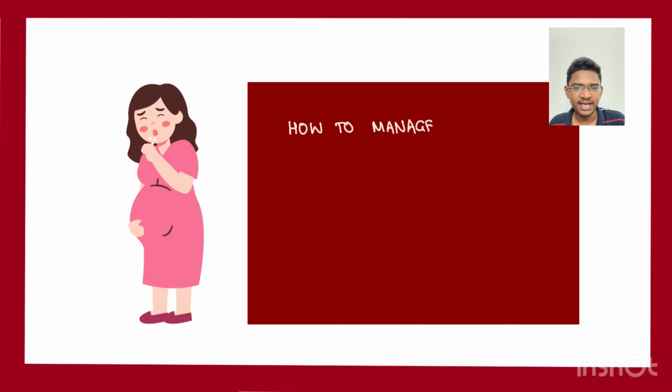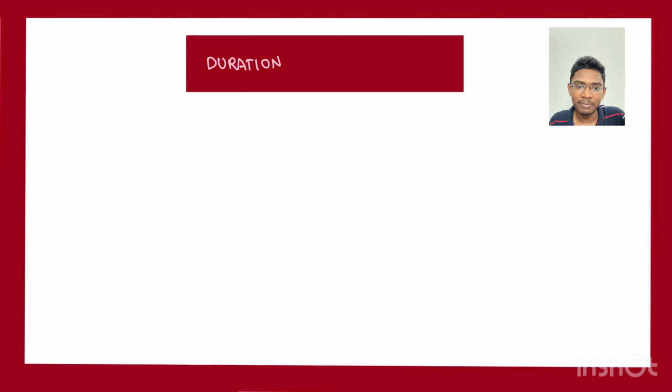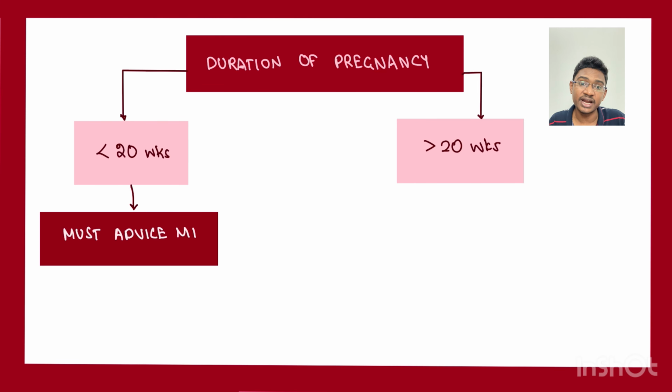Okay. Now next comes how to manage MDR-TB in pregnancy. Do you know that MDR-TB itself is a contraindication for pregnancy, where you should counsel the woman for medical termination of pregnancy, MTP. So how to follow the protocol? First, see the duration of pregnancy. If it is in the first trimester, less than 20 weeks, you must advise MTP. Okay, because the treatment will be effective only if you include those drugs which are teratogenic.